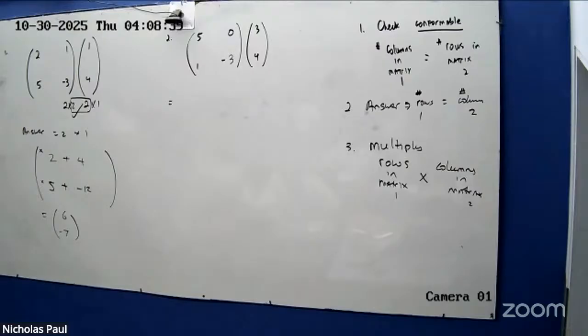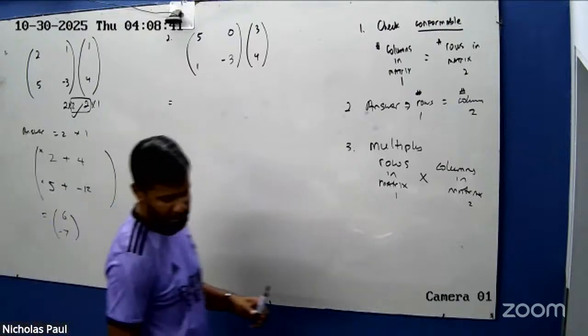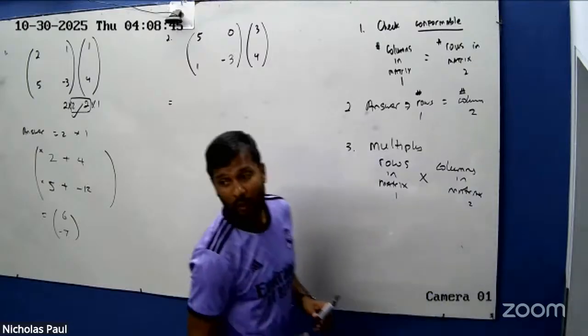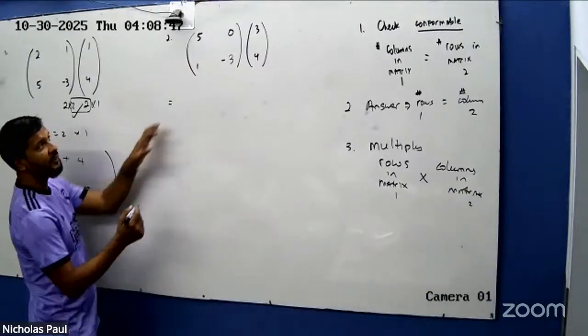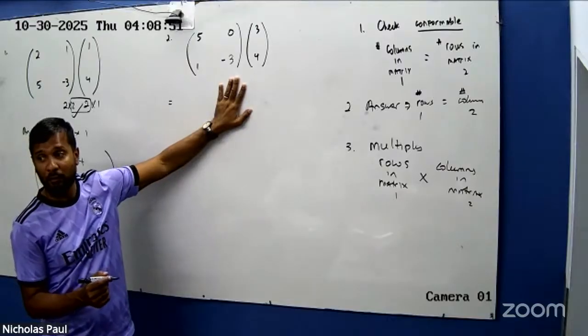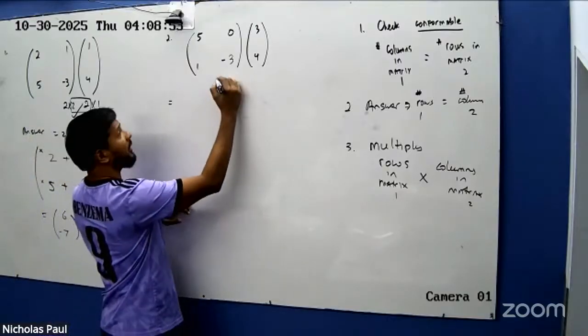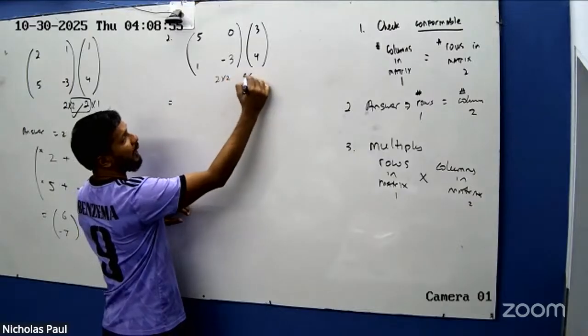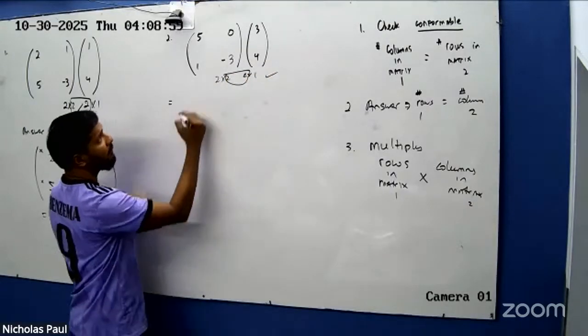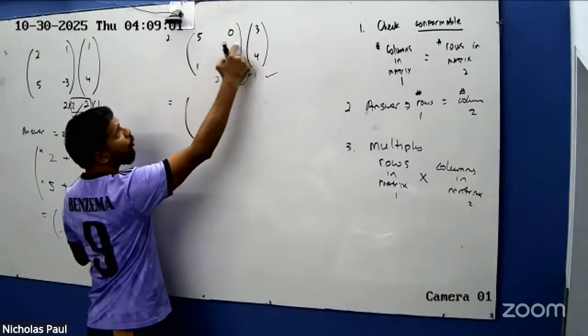All right, ready? Let's see what you got. Can we multiply it? Is it conformable? Yes, because we have a 2 by 2 here and a 2 by 1. These two are the same, so we're good to go.